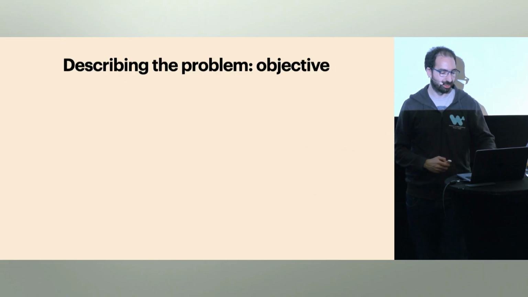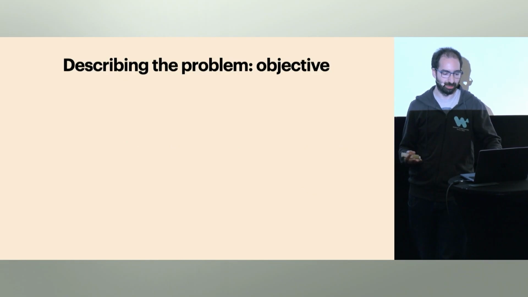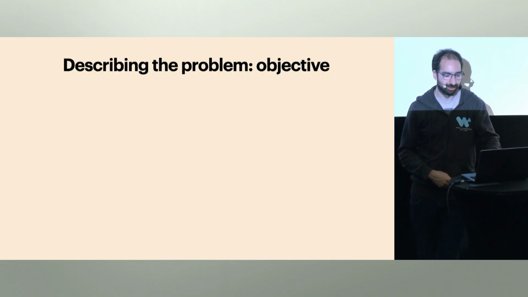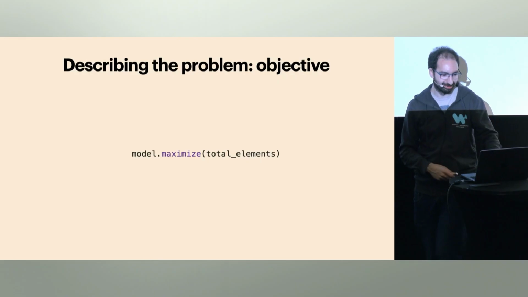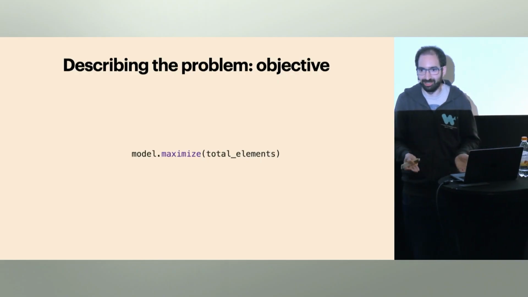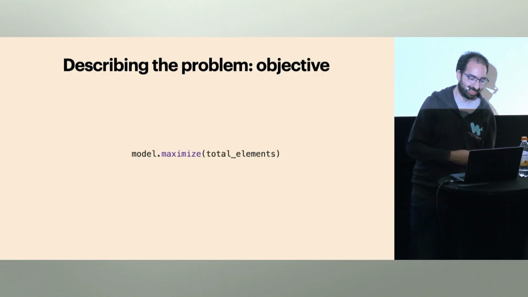And then the objective. So what do we want to do with this? We want to maximize the amount of total elements. So how do we write this? Well, that's it. You don't have to write anything more than this.